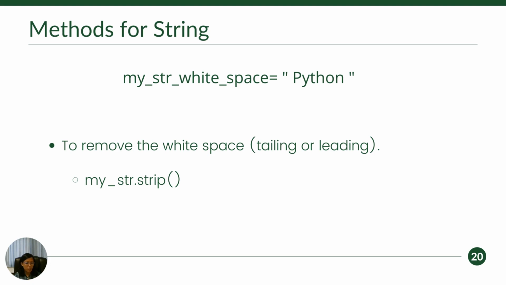These white spaces are very annoying because sometimes we want to compare with Python, right? But the computer says no match, because there's a space in front or behind, all right? So for that, we want to remove all the white space. You can use the strip method, S-T-R-I-P. It will help you strip off all the white space, right?